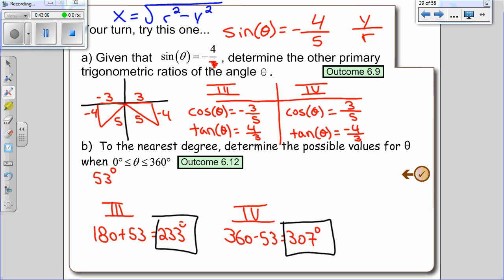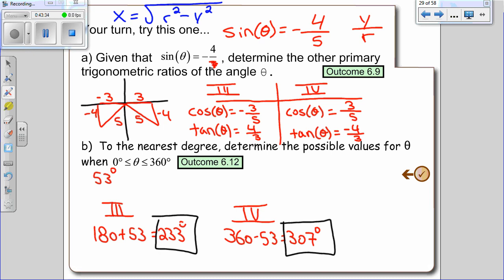I then wrote out all the trig ratios. The trig ratio for cos is x over r, so -3 over 5. And then tan is 4 over 3 because the negatives cancel each other out for quadrant 3. For quadrant 4, cos should have been +3 over 5. And then you should have had tan be -4 over 3 because the negatives no longer cancel each other out, because 3 is positive in quadrant 4.